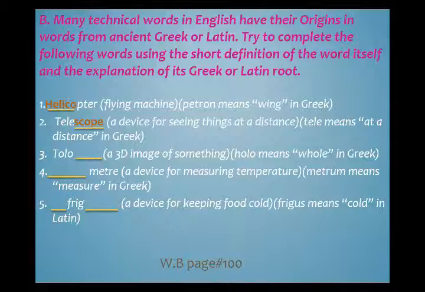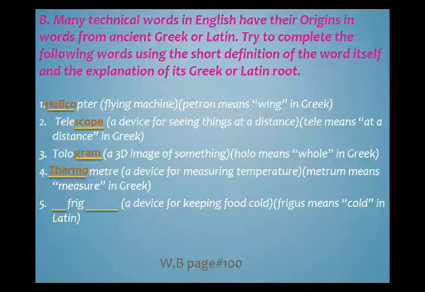Now we have holo in blank 3. What should be added here? Gram. Hologram, a 3D image of something. Holo means whole in Greek. Number 4 we have meter. What should be added here? Thermometer, a device for measuring temperature. Metro means measure in Greek.